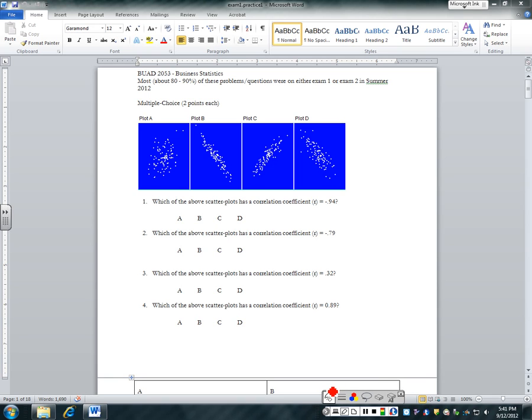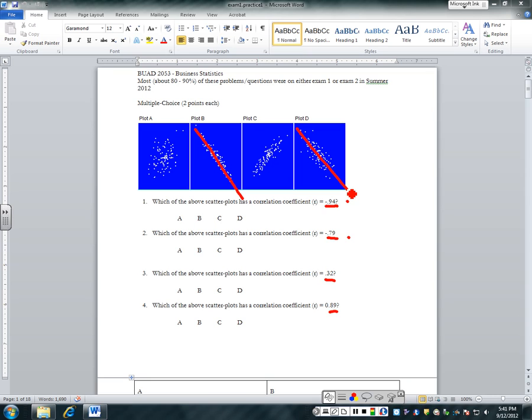Okay, so this is practice exam 1, and I'm going to start with number 1. In this first set here, we just have 4 plots, and each of the questions just asks you which plot has which correlation. So first thing you can see over here is the first 2 correlations are negative, and if you drew a line through these, they are going in the downward side.